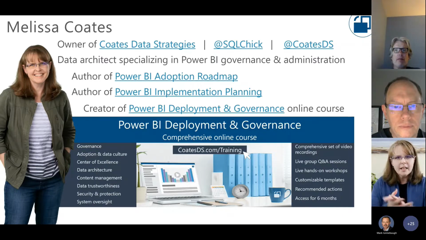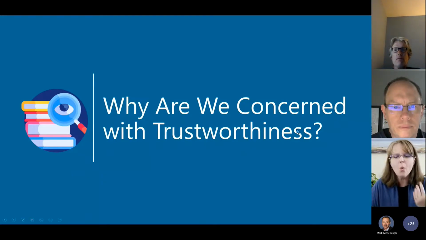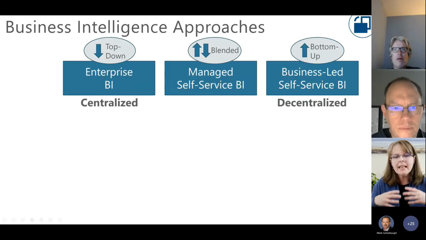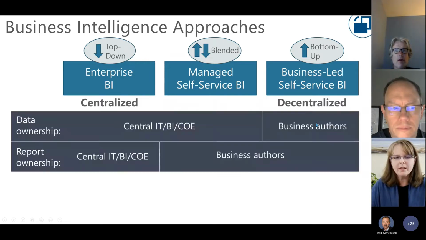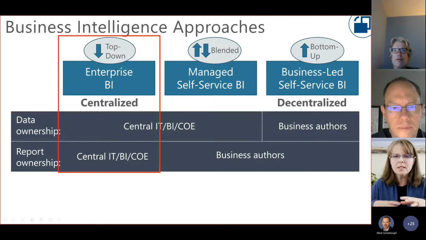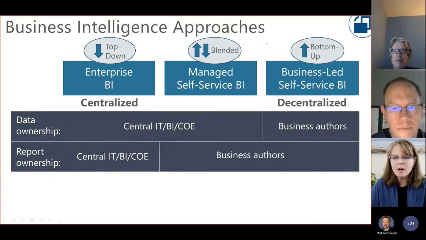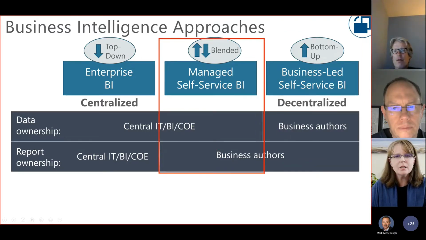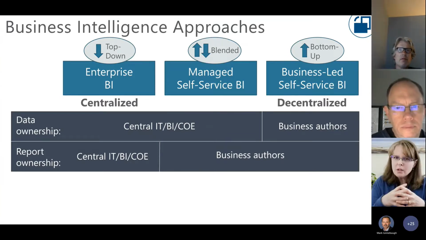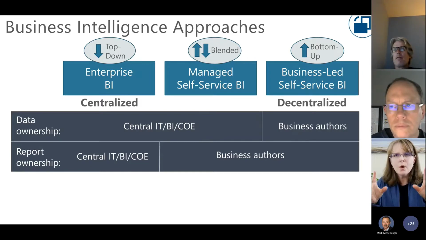Having said all of that, let's dig in, and let's talk very briefly about why we are thinking about trustworthiness. We tend to think about these different ways of delivering BI within the organization. We've got this notion of enterprise BI, which is very, very centralized. In this first column shown here, some sort of centralized team would usually own and manage both the data and the reports. On the complete other side of that, the business units take complete control end to end for what we would call business-led self-service BI. And then there's what we think of as the sweet spot in between, which we tend to call managed self-service BI, where the data is centralized and business authors take more responsibility for the reports.